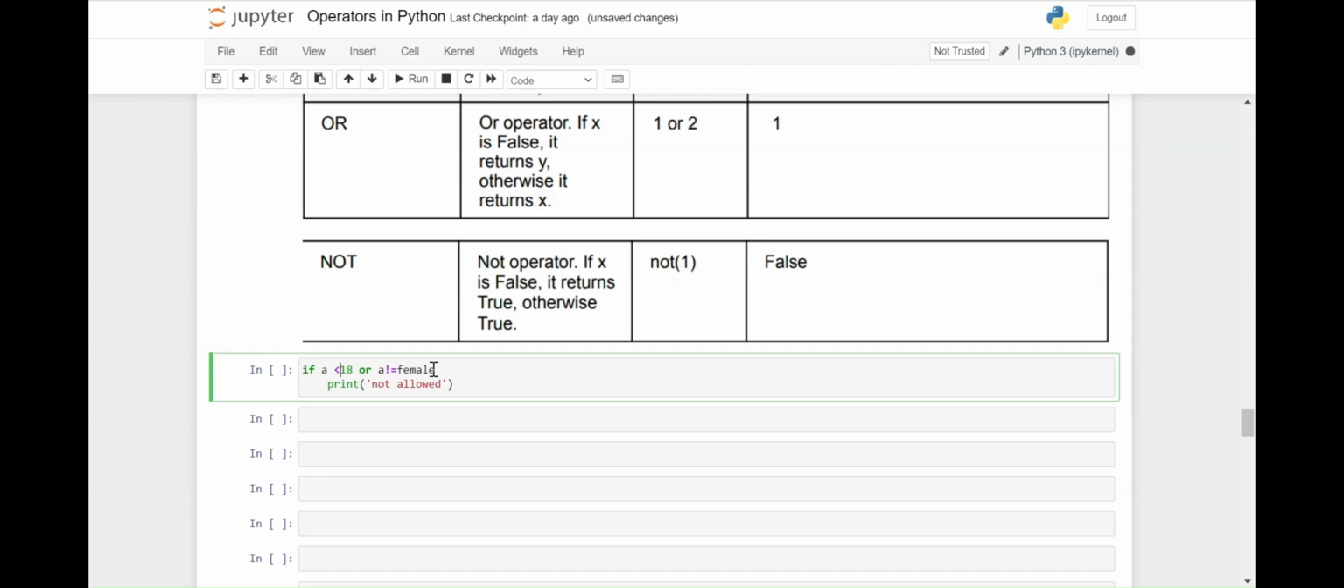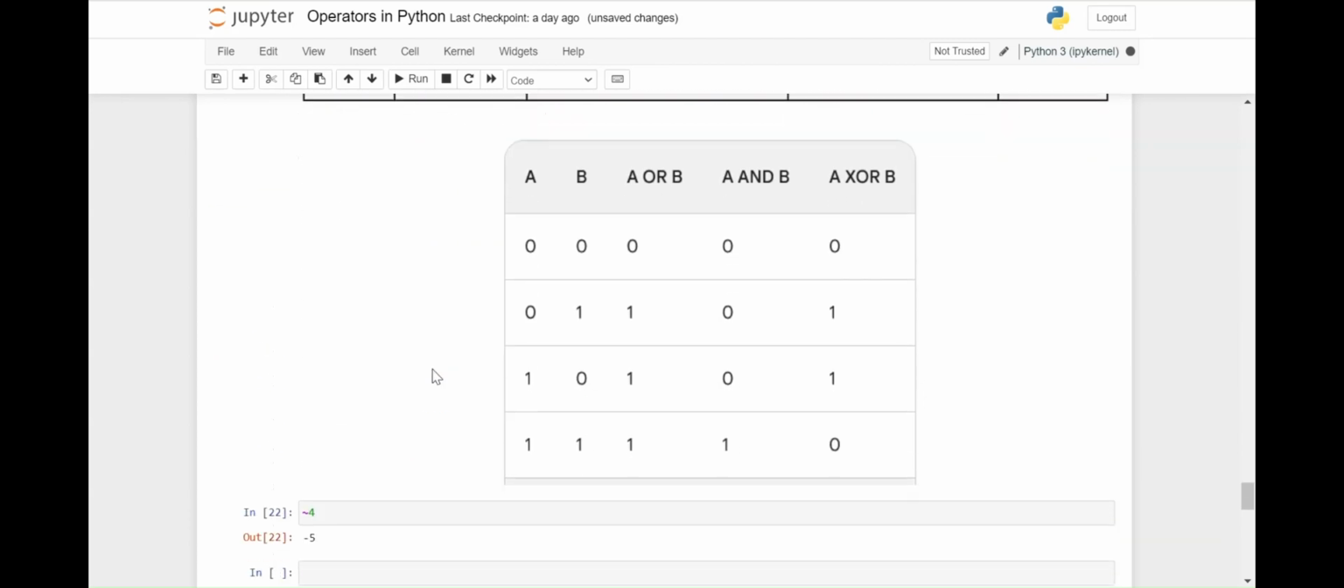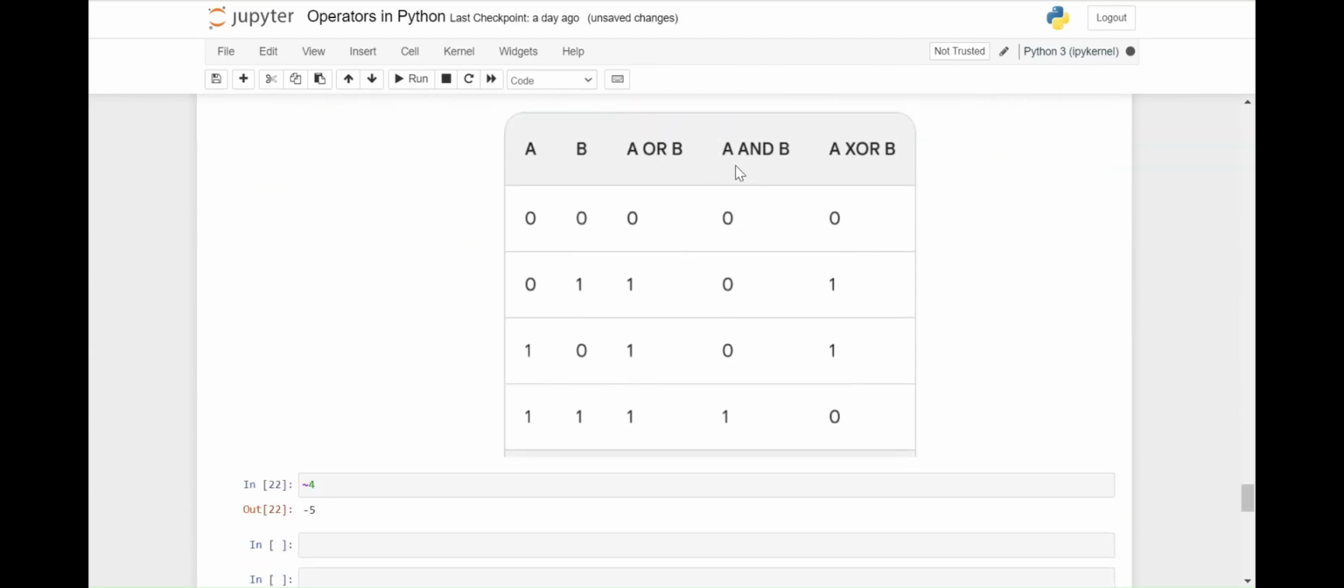To understand this concept better, let's go through this table once. This is OR, this is AND, this is XOR. So if both are false, then the condition OR is going to return false. 0 here means false, 1 here means true. And in AND also it is going to return 0. XOR also. XOR we haven't done yet.